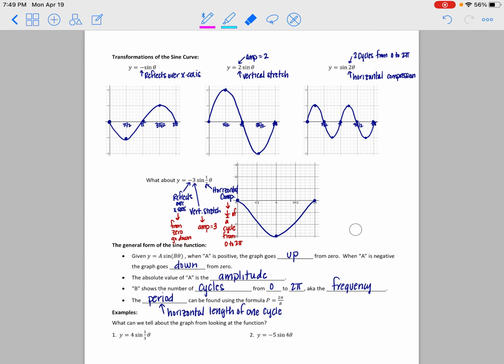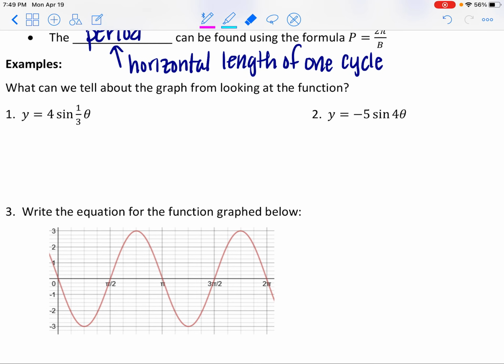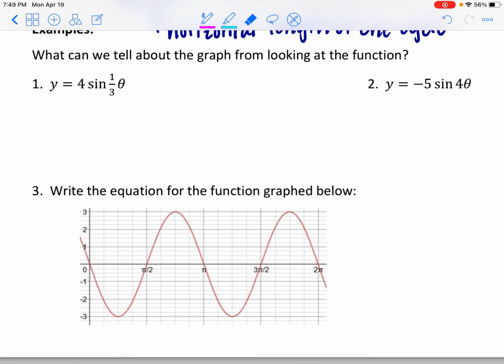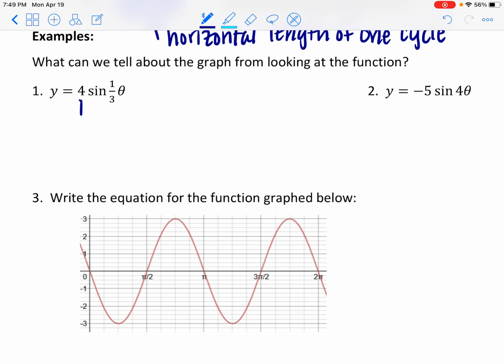Okay, so going back, let's look at these few problems here and see what we can determine. What can we tell about the graph just by looking at this function? So without having to go to Desmos or anything else, I know that this sine curve goes up from 0.